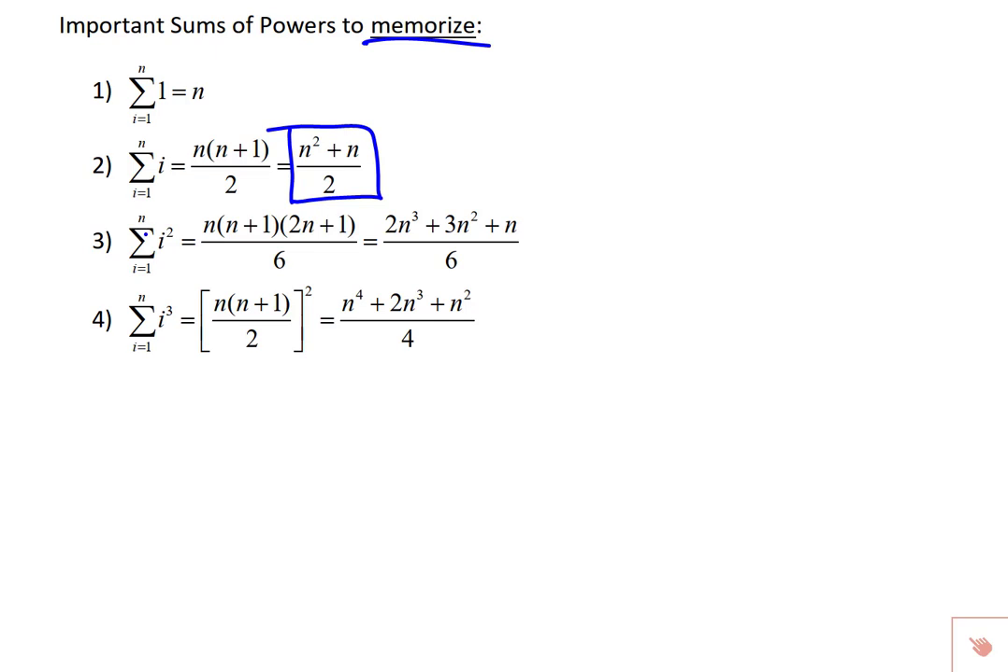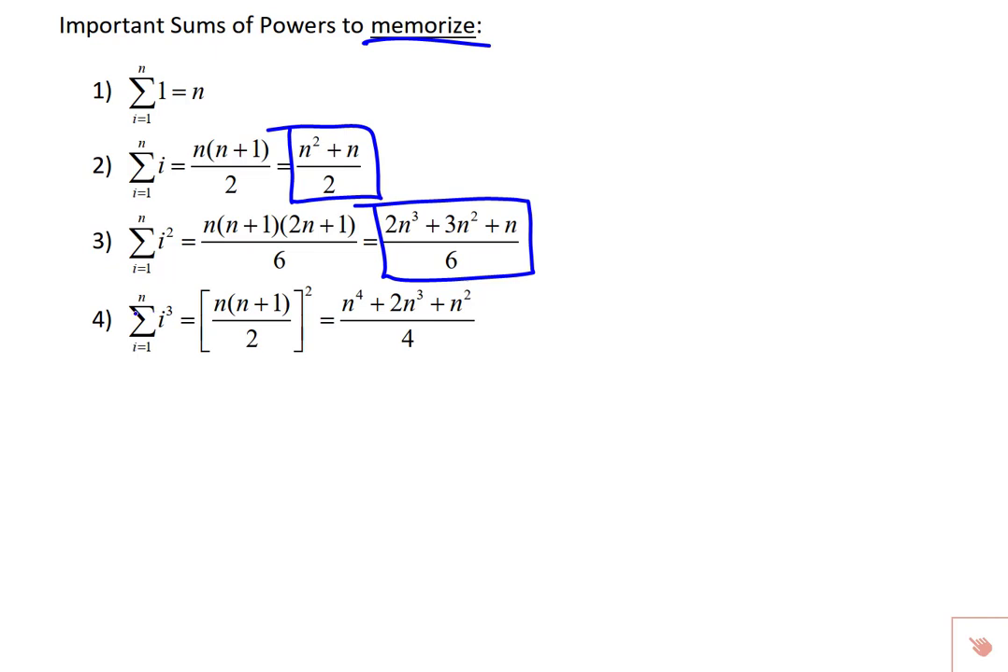Thirdly, the sum from i equals 1 to n of i squared could be written in a first way as n times n plus 1 times 2n plus 1 all over 6, but that is expanded to be 2n cubed plus 3n squared plus n all over 6. Again, that's going to be a more useful form of it for us.